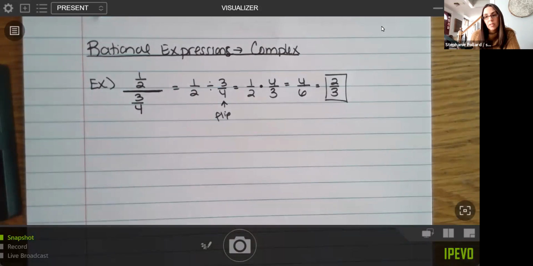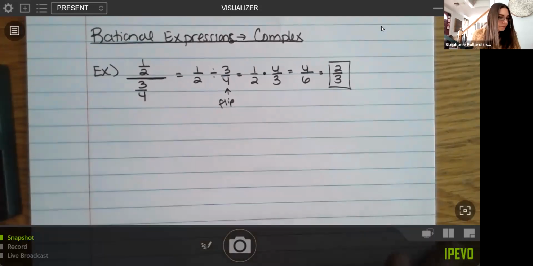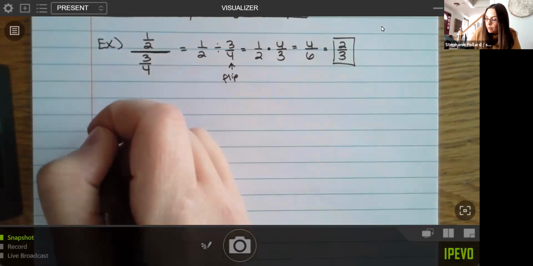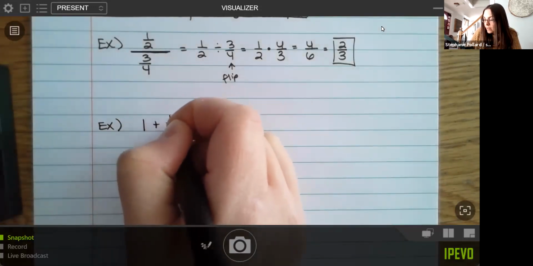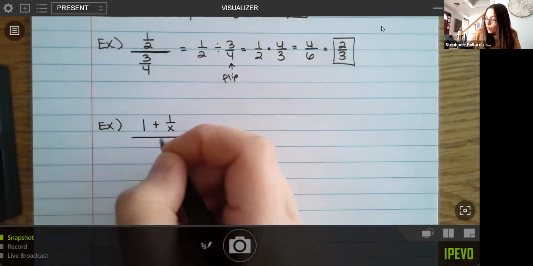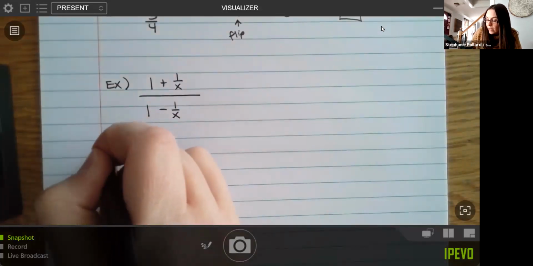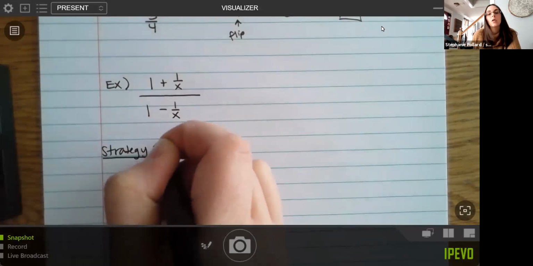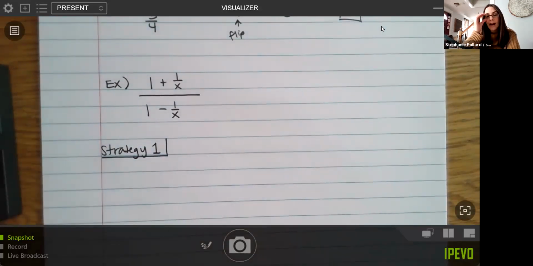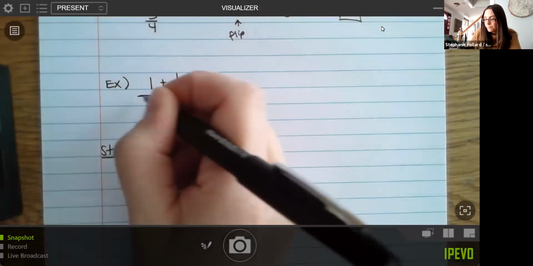So for rational expressions, again, there's two strategies I'm going to show you, but one of them has to do with the same exact strategy that we're seeing here. So for example, we want to simplify something like 1 plus 1 over x, all over 1 minus 1 over x. And I'm just going to call this strategy 1.